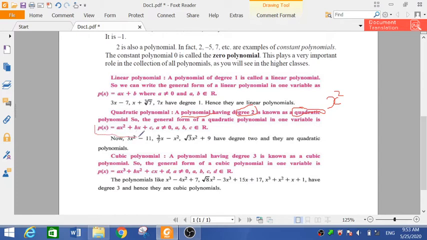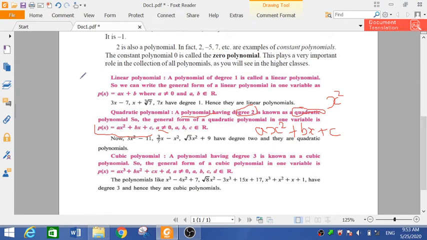So here the standard form is ax square plus bx plus c. P of x equals ax square plus bx plus c, where again the necessary condition is a not equal to 0. If I put a equal to 0, then x square cannot be there, so it is not standard. So a not equal to 0 is a necessary condition.